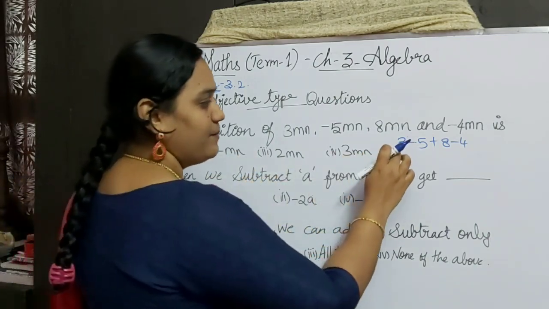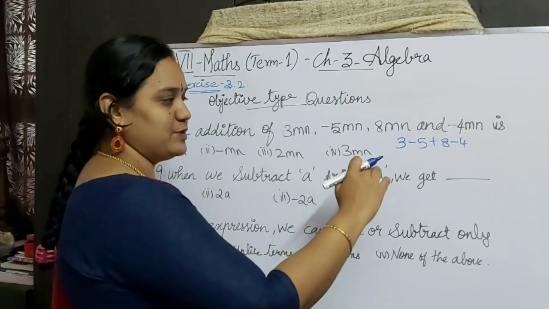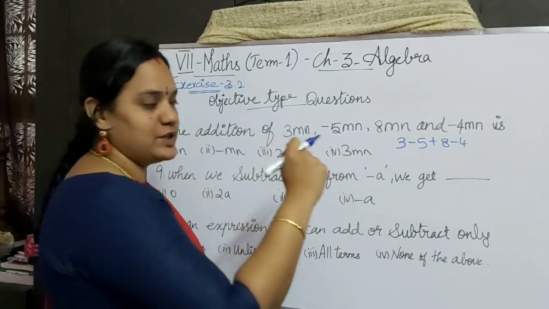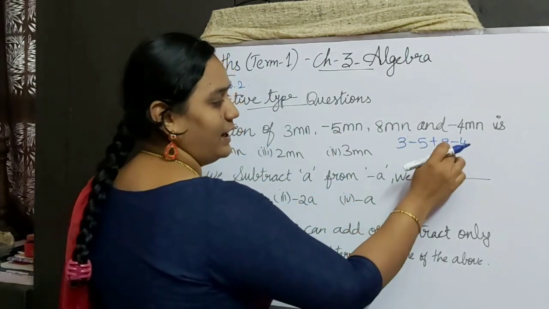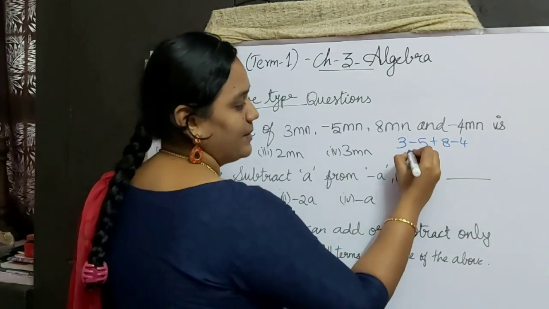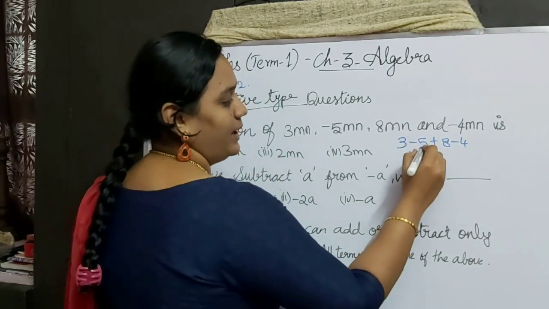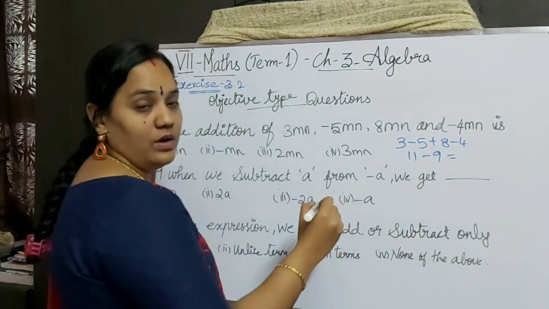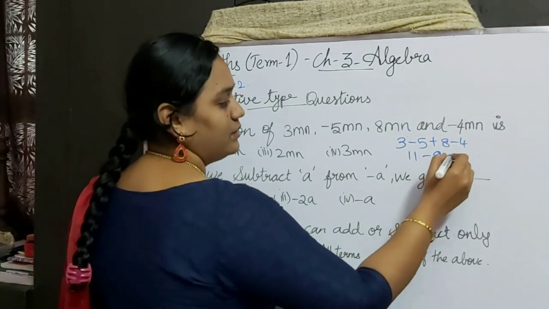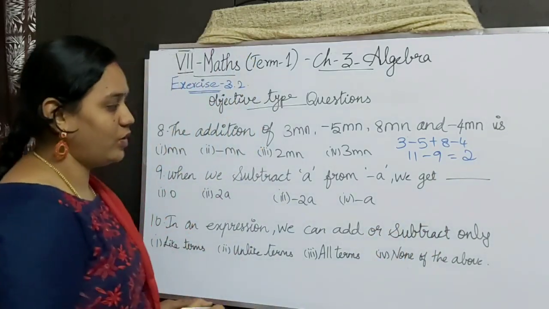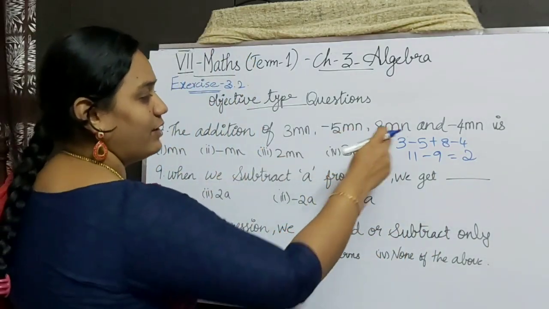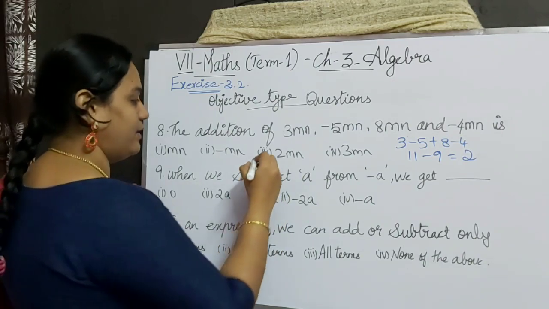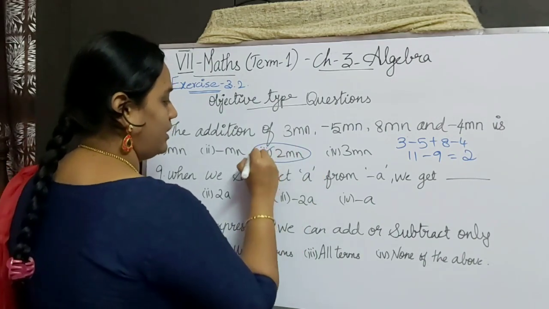So for example, add all the plus numbers and put plus, add all the minus numbers and put minus. So 3 plus 8 is 11, minus 5 plus 4 is 9. So what is the value? 11 minus 9 is 2. So your answer is 2. The variable is mn. So 2mn is your answer.